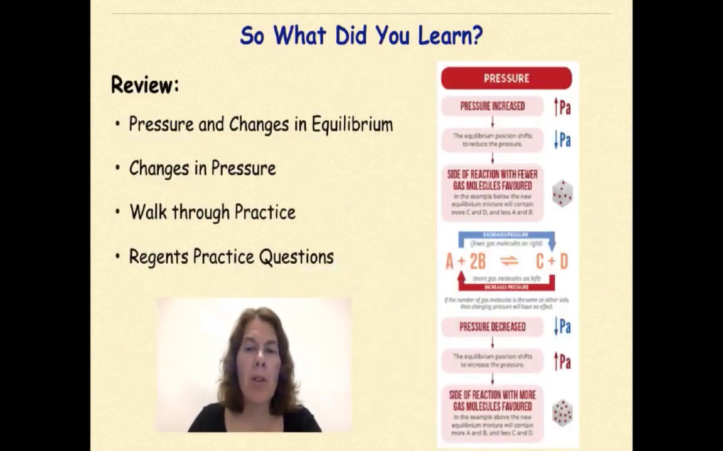So what did you learn? We talked about pressure and changes in equilibrium. We talked about how equilibrium is affected by changes in pressure. We did some walkthrough practice, and then you did some Regents practice questions on your own.